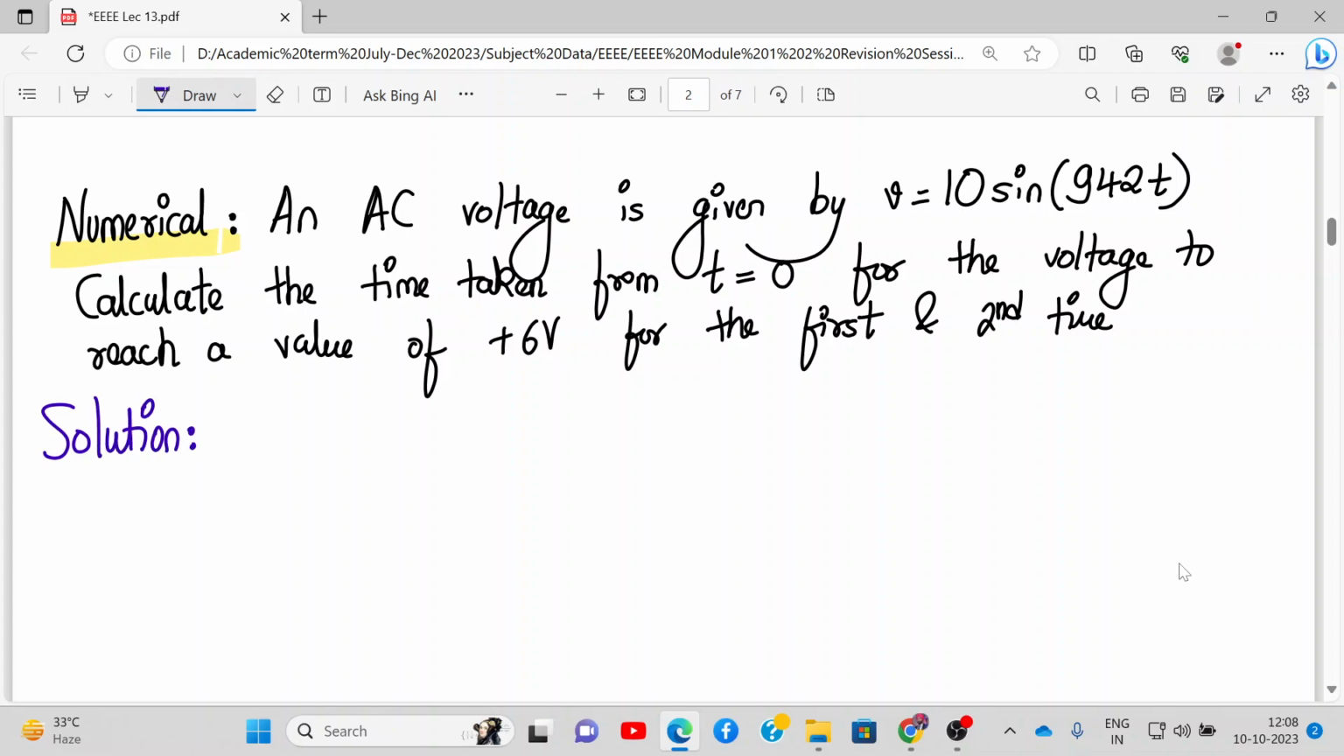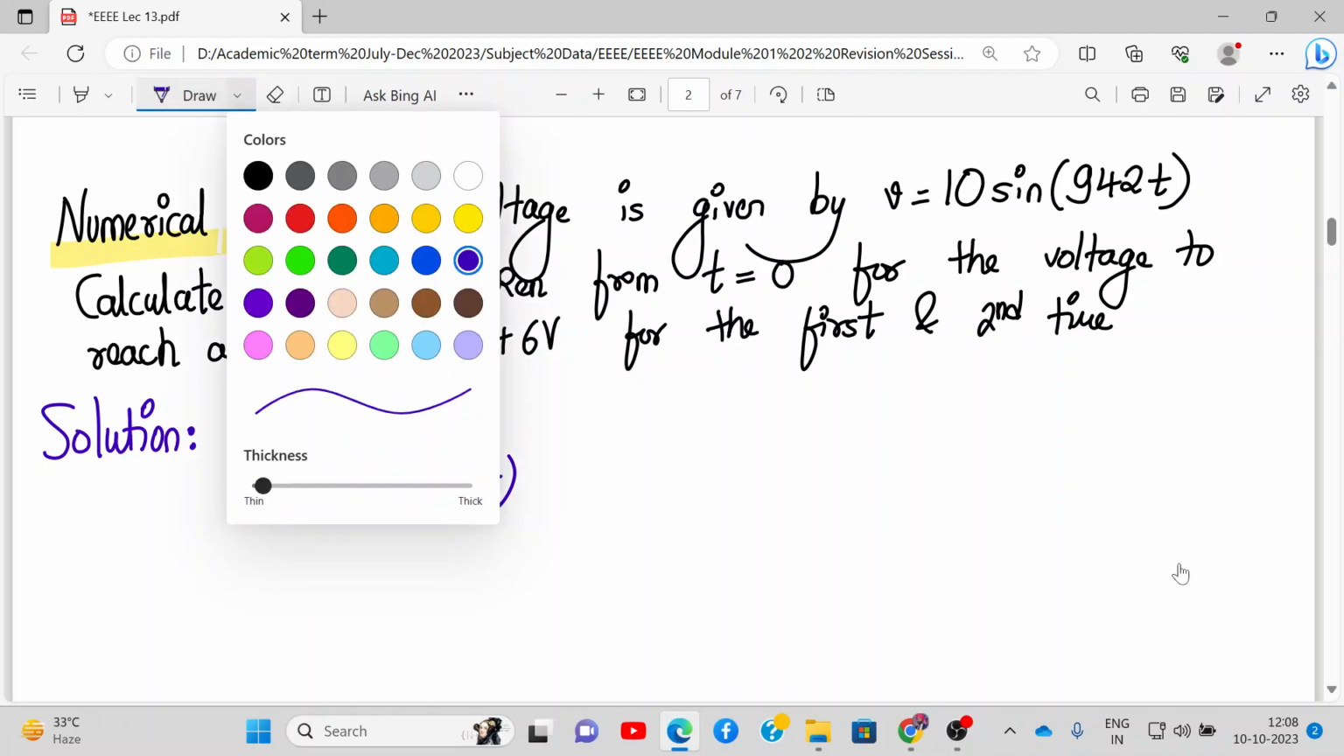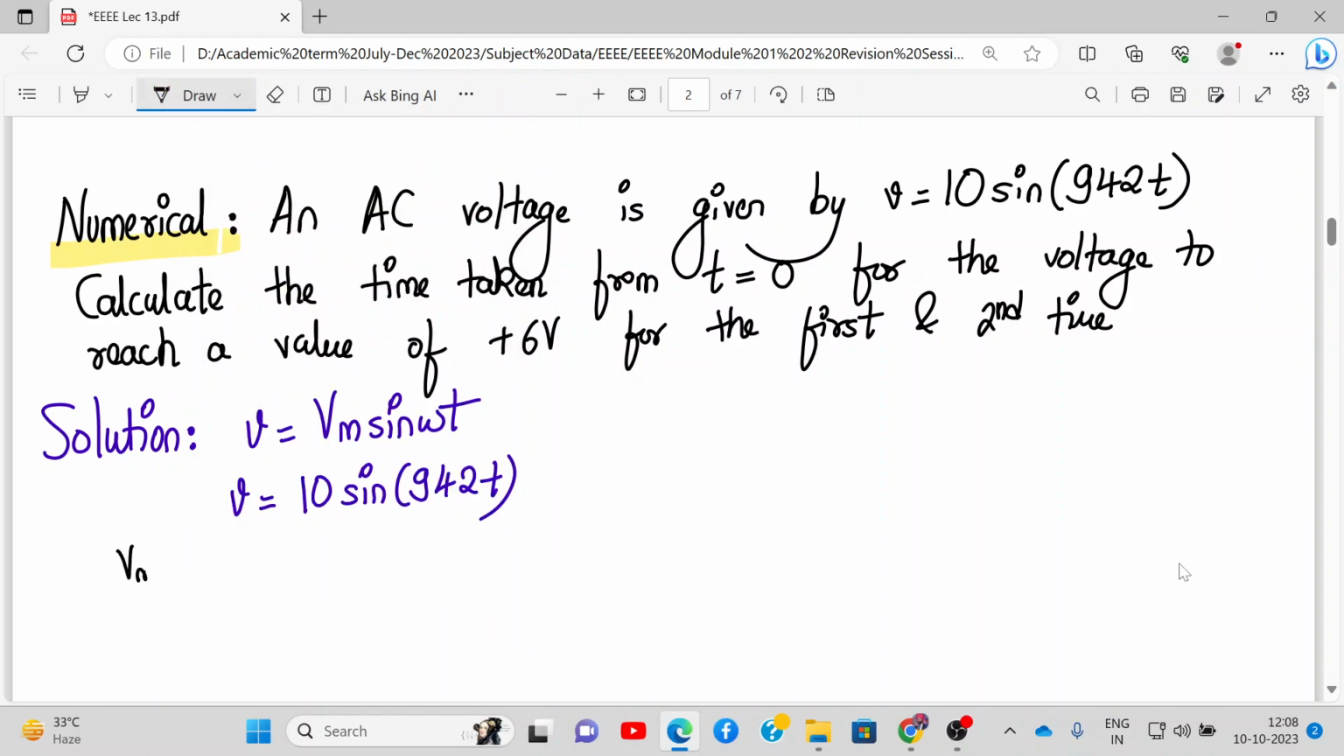for today. An AC voltage is given by V equal to 10 sine 942t. So let us write the standard form first. V is equal to Vm sine omega t. And what have we been given? V is equal to 10 sine 942t. So if you compare, you will get Vm as 10 volt and omega as 942 radians per second. So this is the information we have been given.